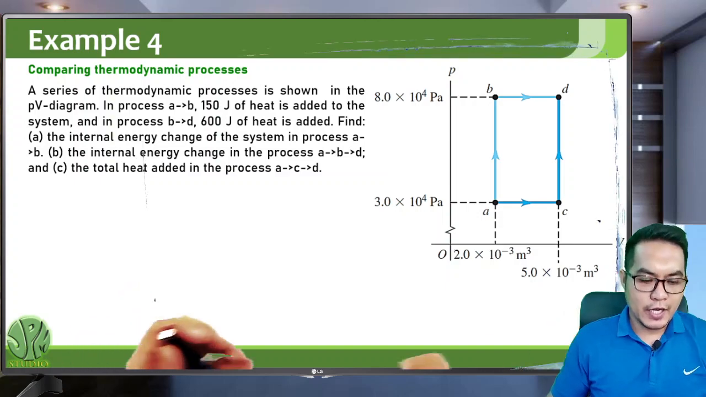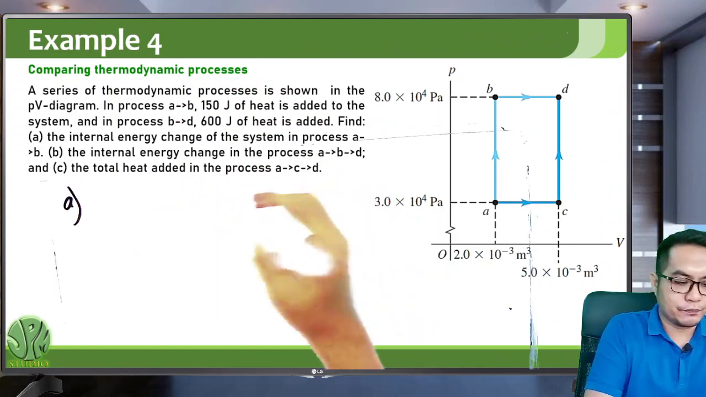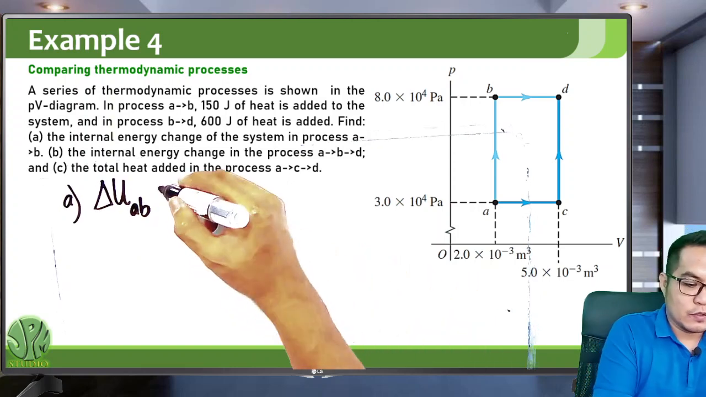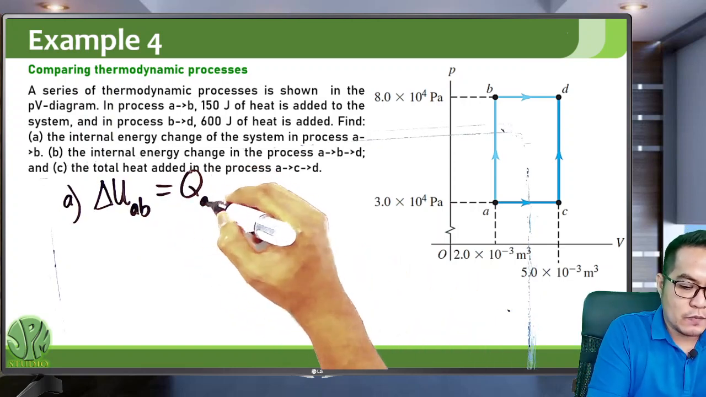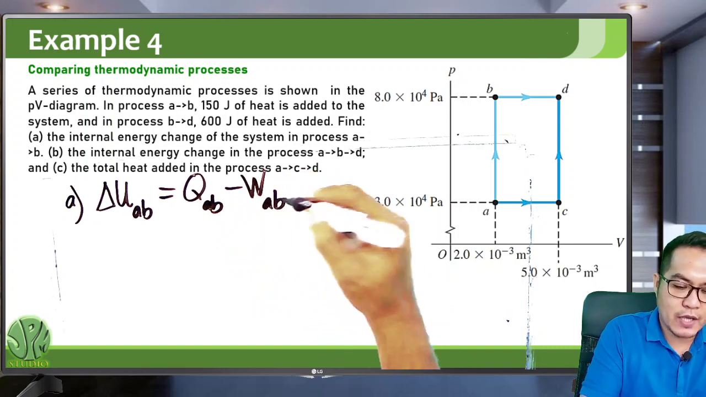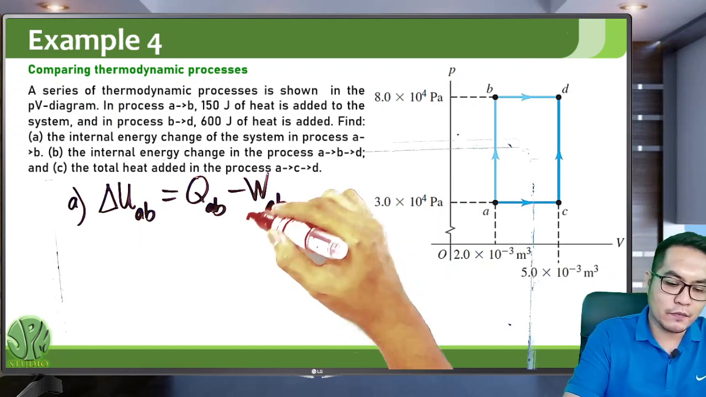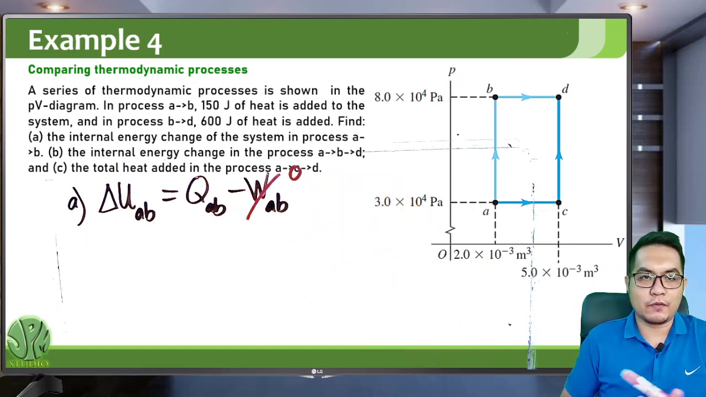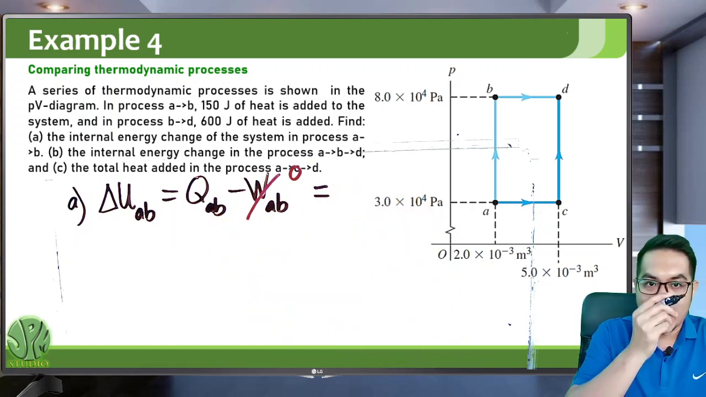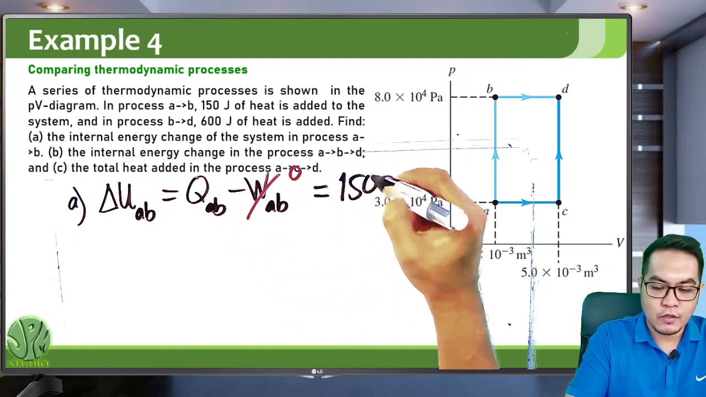So in the process A to B, for letter A, we are asked to find the change in internal energy in the process A to B. Basically, this is just the heat absorbed in the A to B process minus the work done by the system in the process A to B. But A to B again is an isochoric process, constant volume. Therefore, our work is zero. So the change in internal energy of the system from A to B is just equal to the heat absorbed by the system. In this case, A to B is 150 joules.